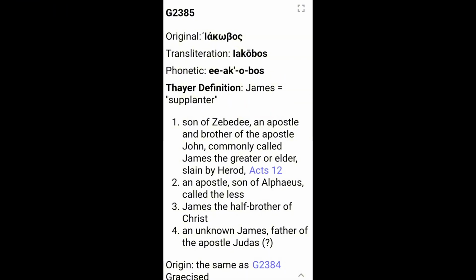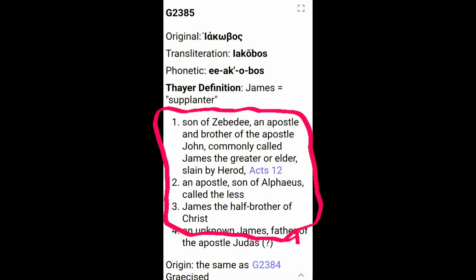The first definition is James, a son of Zebedee, an apostle and brother of the apostle John, commonly called James the Greater or James the Elder. We also see a second apostle, the son of Alphaeus, sometimes called James the Less. And we see a third James, James the half-brother of Jesus.